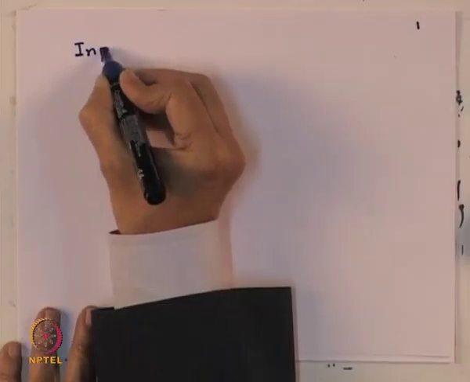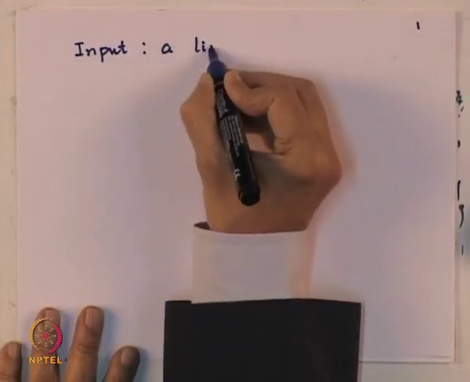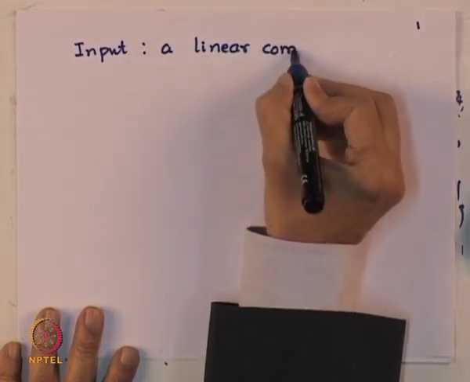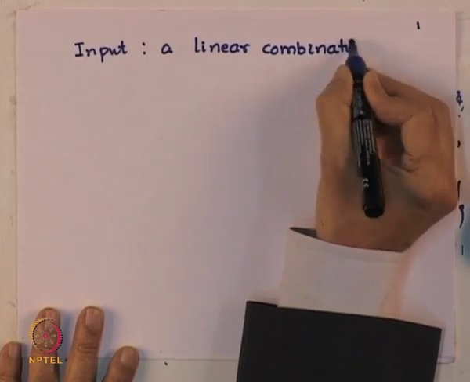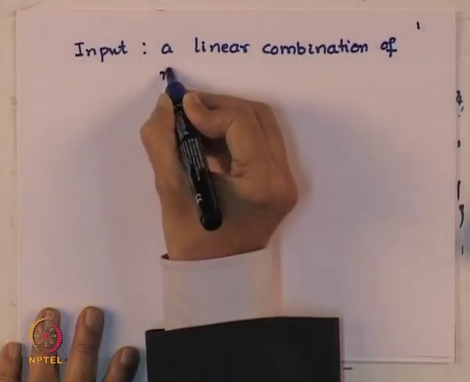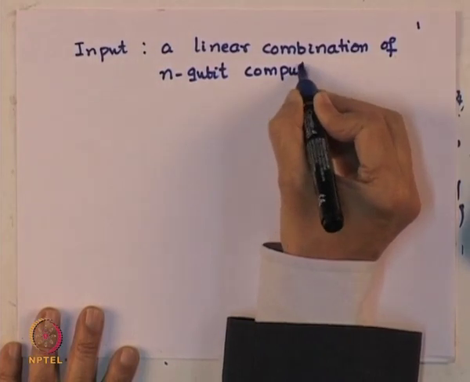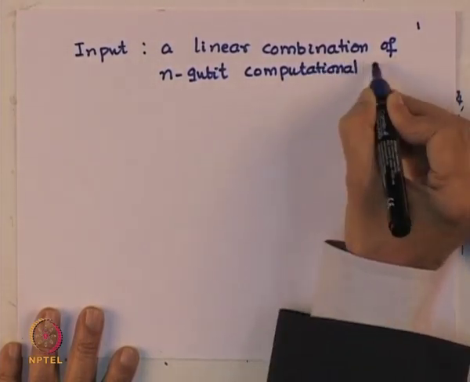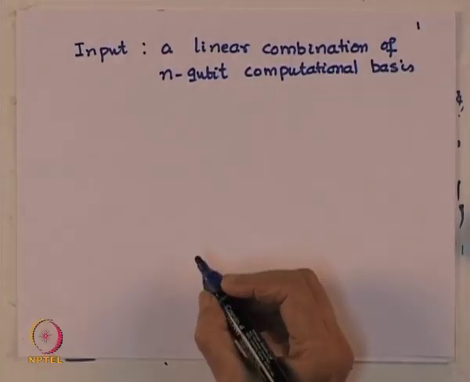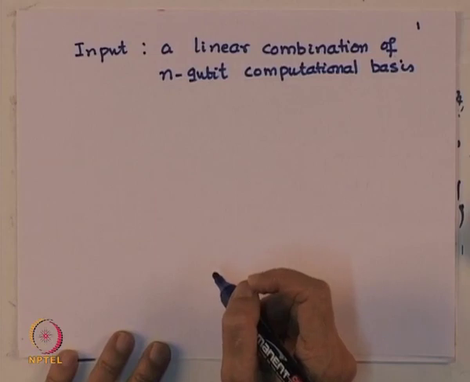Let's look at what the quantum computer does. The first job is to prepare an input as a linear combination of the n qubit computational basis states. Now, since this is a rather important step in many of the algorithms, let me explain this a little bit.